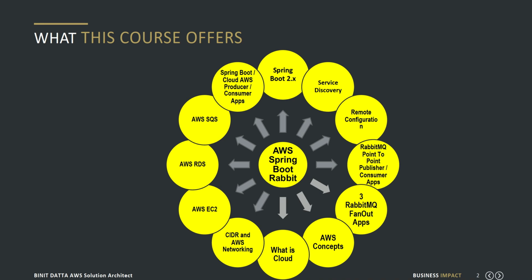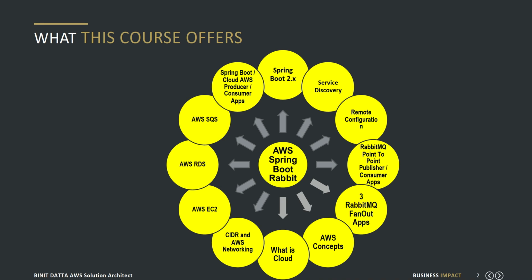Third, we develop 3 applications, one producer and 2 consumers, to demonstrate RabbitMQ FANOUT. What happens in FANOUT? Your publisher sends one message, and that message is sent to all the consumers. There can be more consumers. That's what we will demonstrate. In messaging architecture, these two are very common: that I want to send a message to a single consumer, and I want to send a message to multiple consumers, and that's what we will demonstrate.